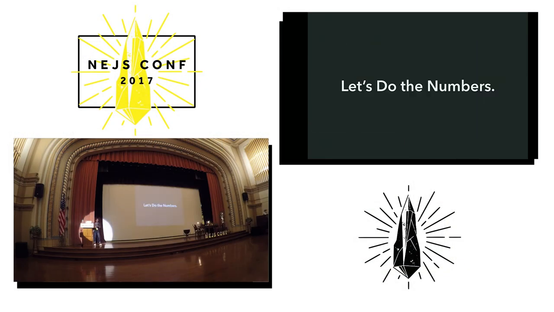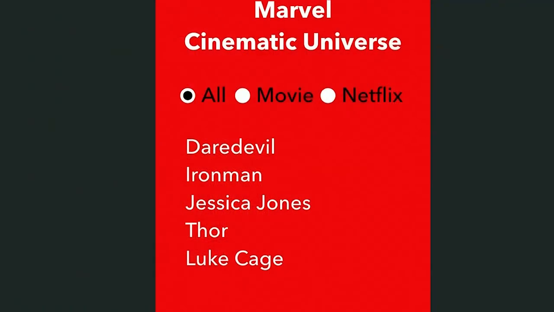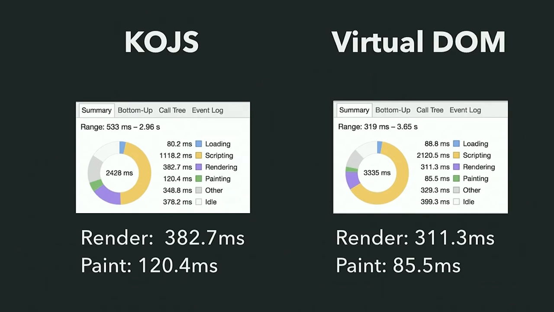If you're still not convinced, and if that wasn't enough, let's go into detail and look at some numbers. So we're going to return to our same example of filtering this list. This is just so that you can remember what that looks like. And implementing it in virtual DOM is like 25% faster at rendering time and almost 50% faster in paint time when you compare it to the vanilla JS example. And it's the same if you compare it to the Knockout example. It's way faster because the optimizations in terms of rendering are much better than in traditional MVC frameworks.